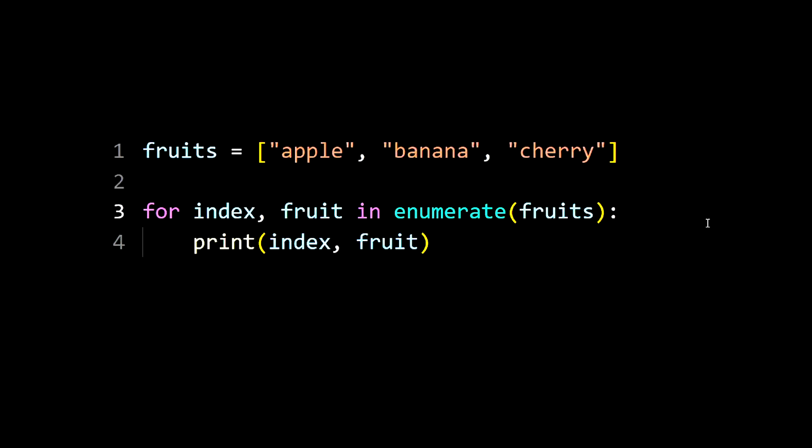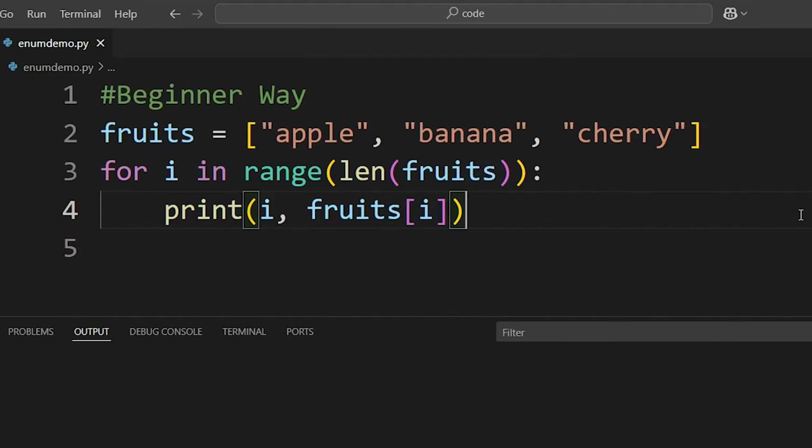Let's talk about a very handy function called enumerate. This function is super useful whenever you want to loop through a list and get the position number and the value at the same time. When beginners want both the position and the value, they usually write something like this.